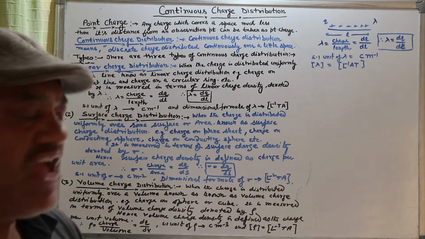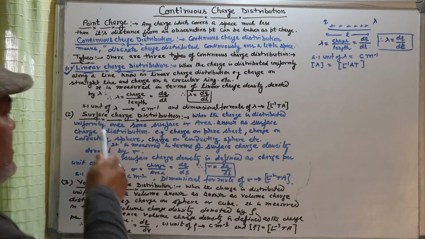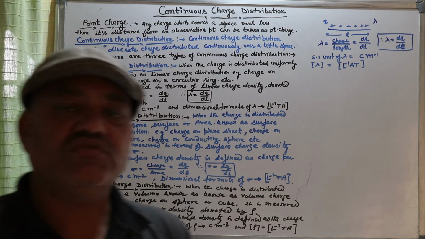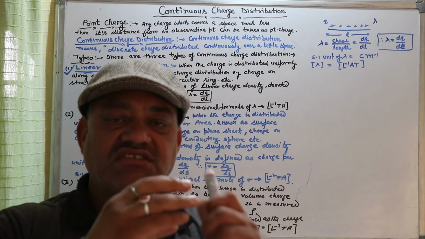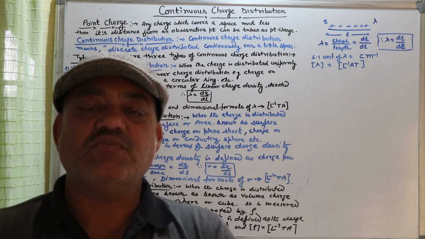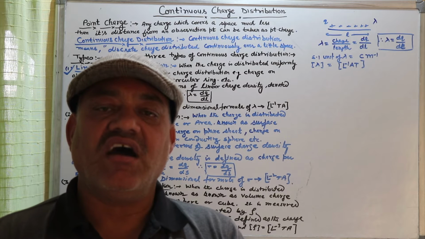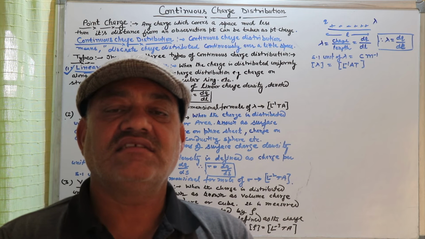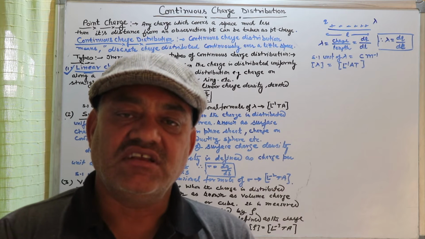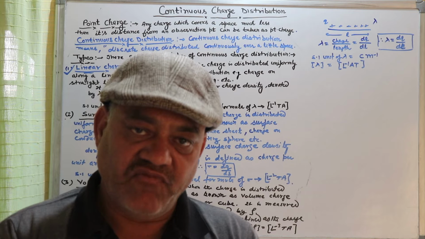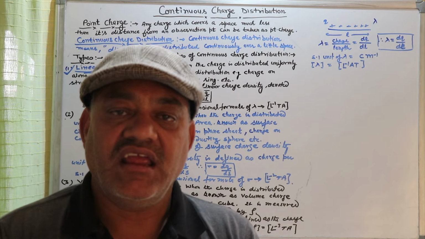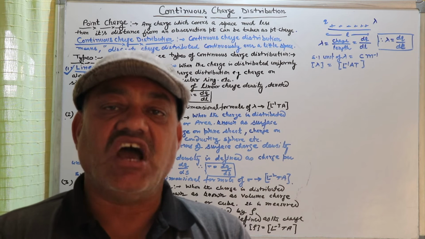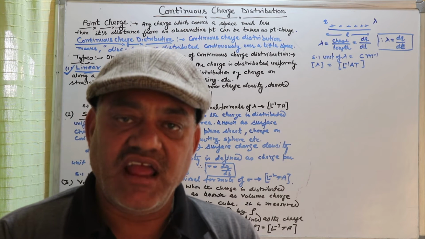Now, the second type of continuous charge distribution is surface charge distribution. So what is surface charge distribution? When the charge is uniformly distributed over the surface or area, it is known as surface charge distribution. For example, charge on a plane sheet, charge on a cylinder, charge on a conducting sphere, etc.